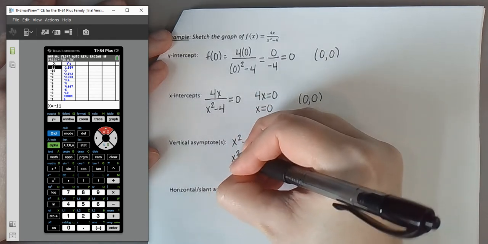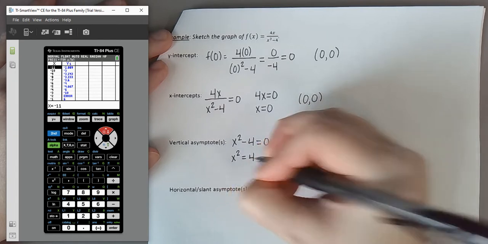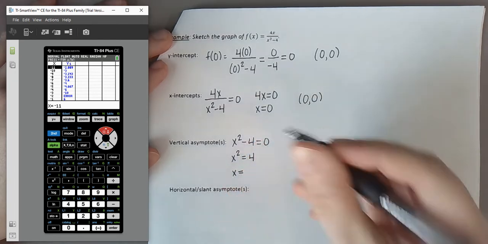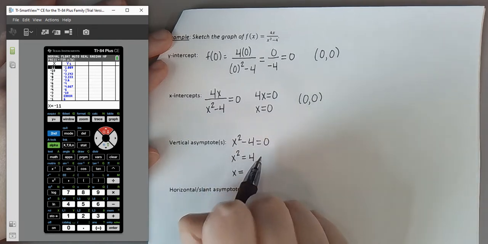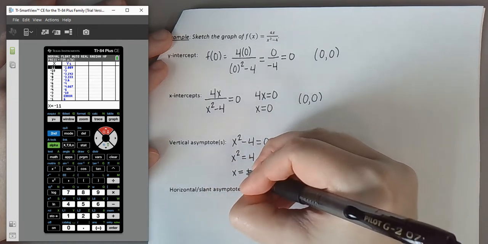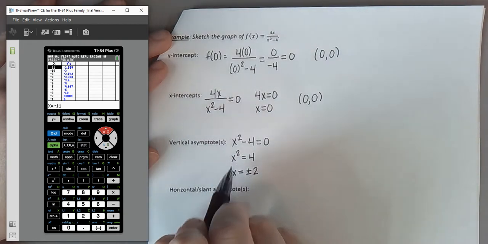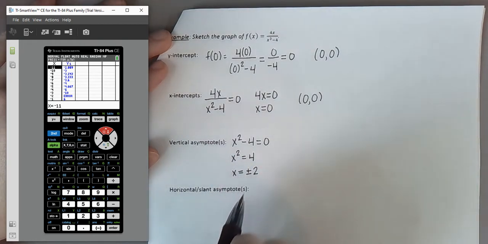So add the 4, move it over, so x squared is equal to 4, and then we have to take the square root of both sides. Now remember, whenever we have an equation and we take a square root, we need plus or minus on one side, typically the numeric side, at least in a case like this. So x is equal to 2 and x is equal to negative 2, two different values.